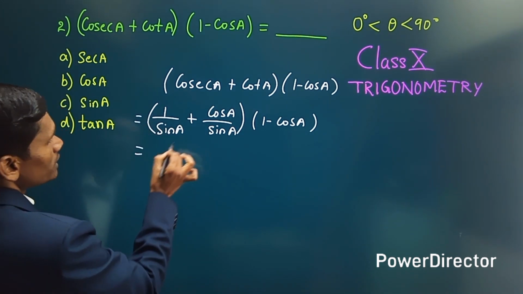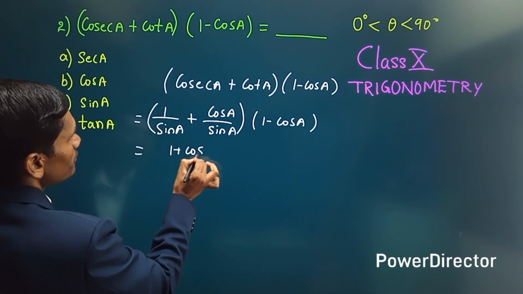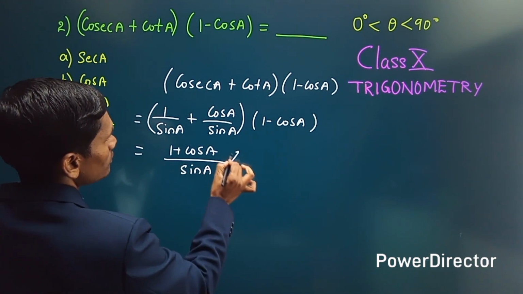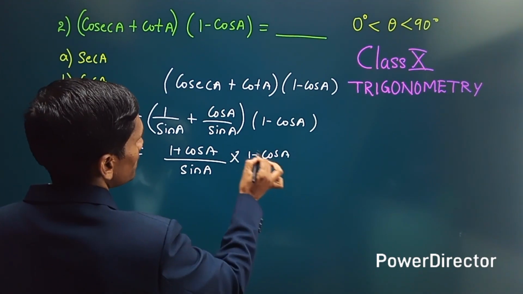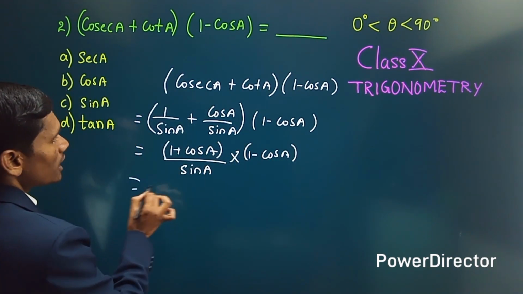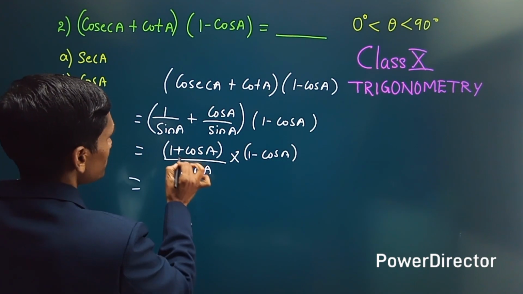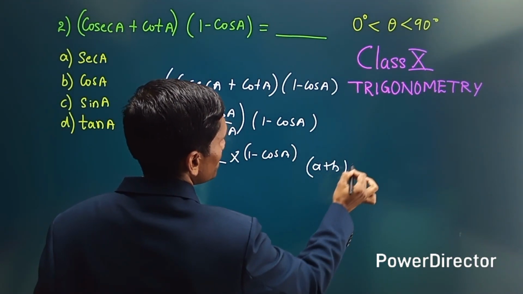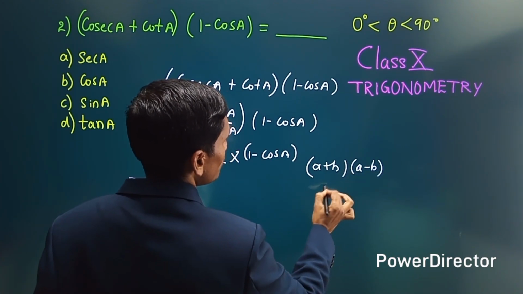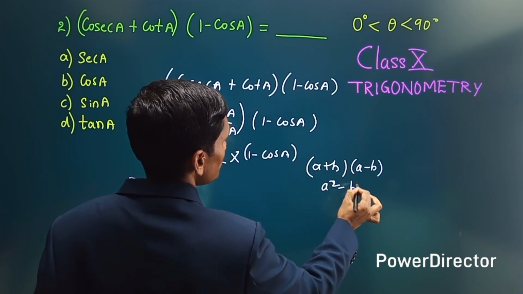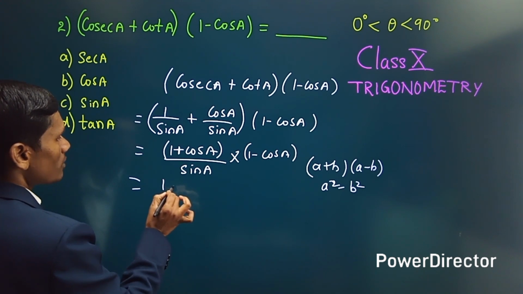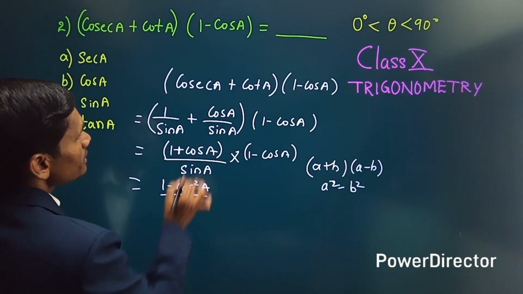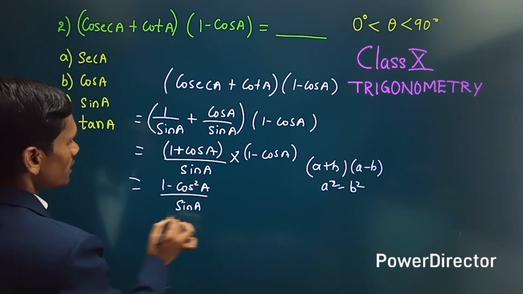So next, coming down here, this becomes (1 plus cos A) divided by sin A, into (1 minus cos A), right? Look at this. Now 1 plus cos A into 1 minus cos A. What is this? A plus B into A minus B. What is that? This will be equal to A square minus B square, right? According to that, we get 1 minus cos square A divided by sin A.